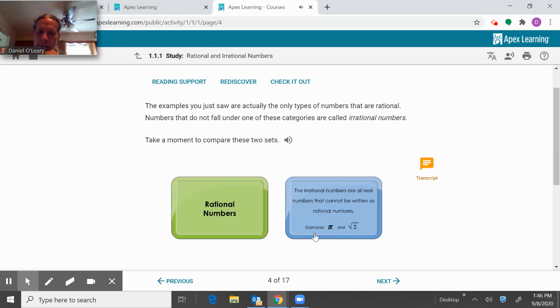Irrational numbers, on the other hand, are all real numbers that cannot be written as rational numbers. So things like pi, which is 3.14 and it goes on forever. Square root of 2, if you put that in a calculator, it would go on forever and ever with no repeating pattern. So those would be irrational numbers.